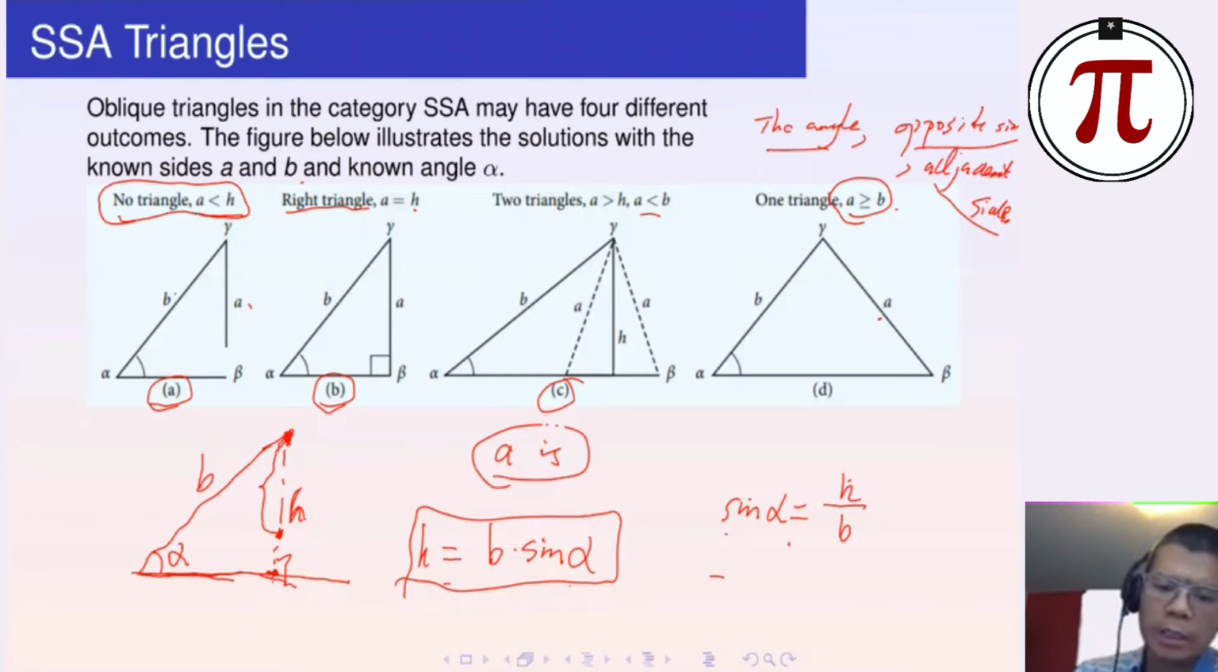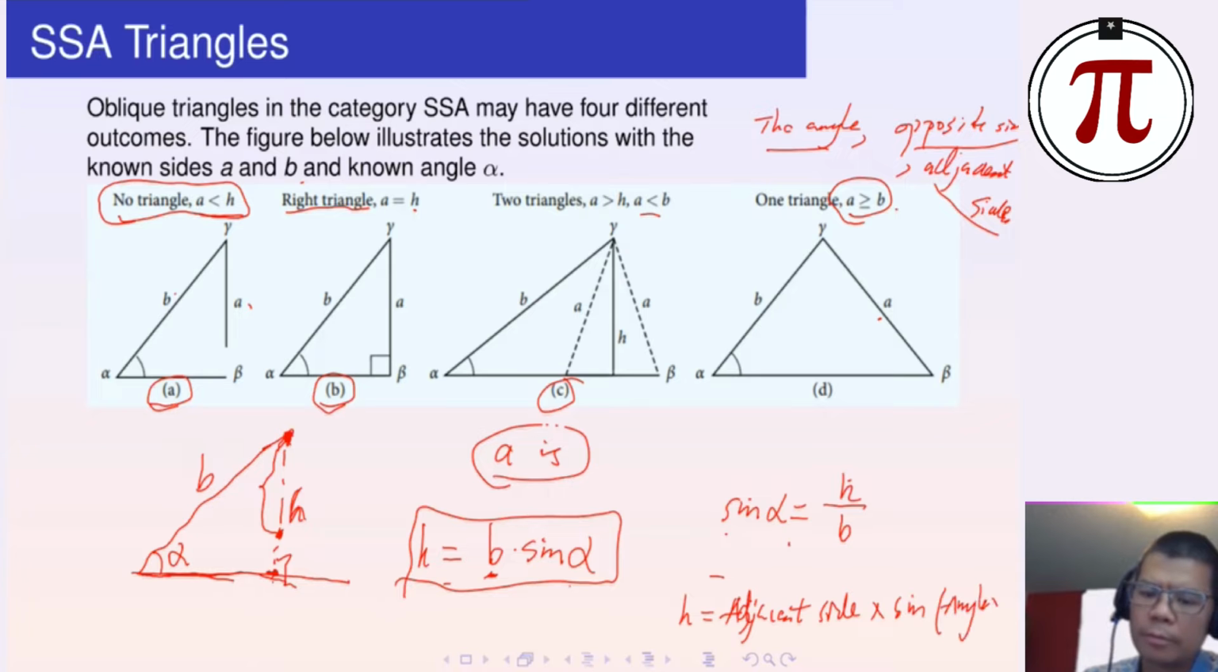Now this h equals, B is the adjacent side for this one, right? So actually this height equals the adjacent side times the sine of the angle. All right, it's the adjacent side times the sine of the angle given, right? The adjacent side of the angle times the sine of this angle.